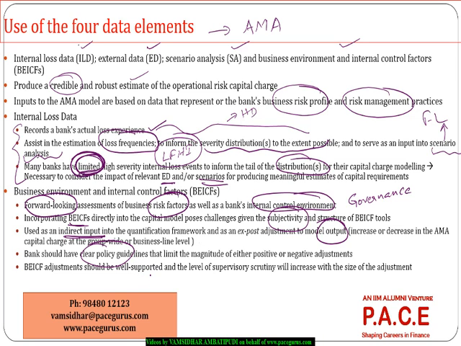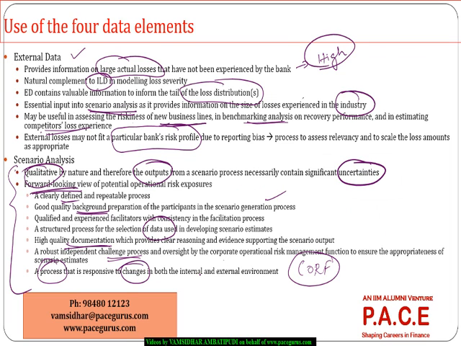The policy should be reviewed, and all the adjustments that we are making should be well supported, with regular review and scrutiny of the same. Based on the size of the adjustment, the level of supervisory scrutiny also needs to be set accordingly. If the adjustment is too high, the scrutiny should be high, and vice versa. So a very good understanding of all these four key data elements is important, as they play a very important role in the AMA framework, right?